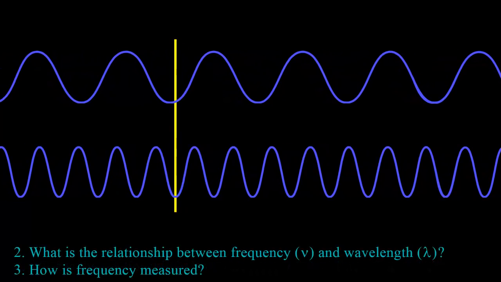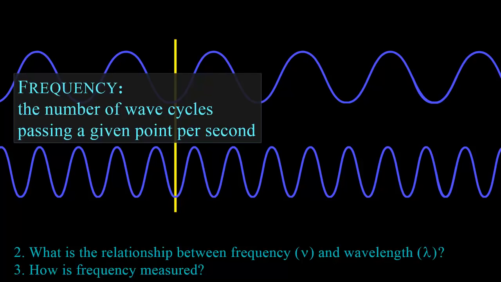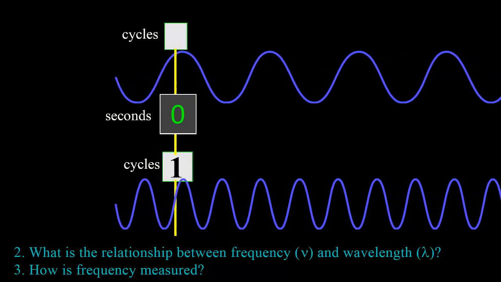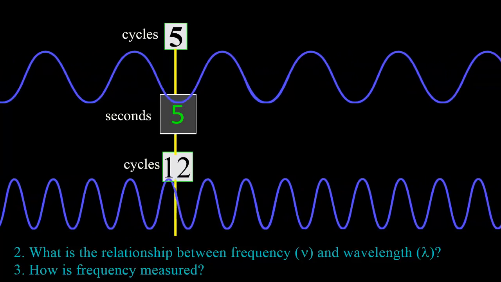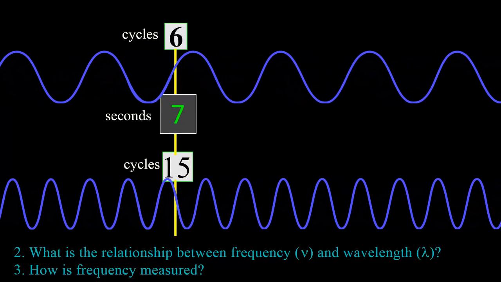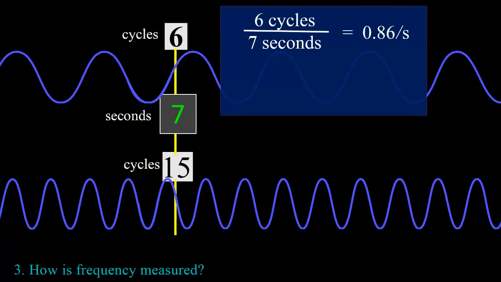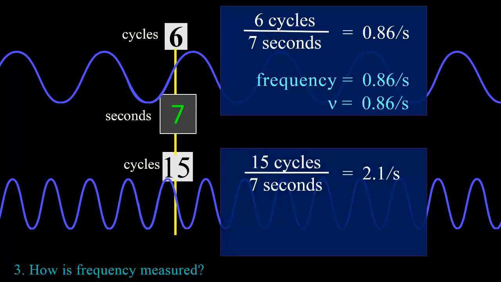But before we connect this with light waves, we need to understand how frequency is measured. Frequency is defined as the number of cycles passing a given point per second. Here, we put a counter on both the wave cycles and on time. For the top wave, we see that 6 cycles passes through in 7 seconds. Dividing 6 cycles by 7 seconds gives a frequency, or nu, of 0.86 cycles per second. The shorter wavelength at the bottom gives a frequency of 2.1 cycles per second.